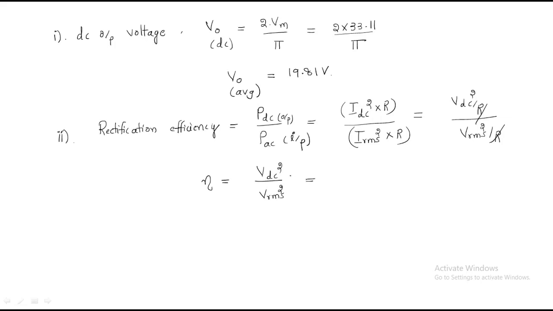By using this, the average voltage VDC value is 19.81, so 19.81 whole square, divided by VRMS, the input voltage, which is 22 square. By doing this simplification, we will get the rectification efficiency, not the normal efficiency. Rectification efficiency is 81.08%.